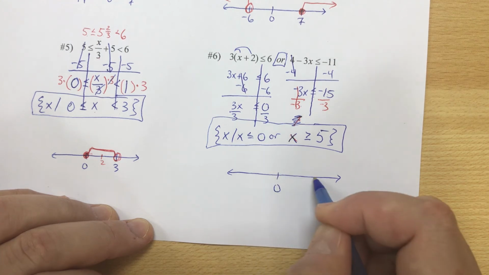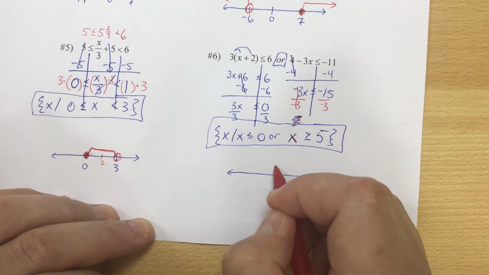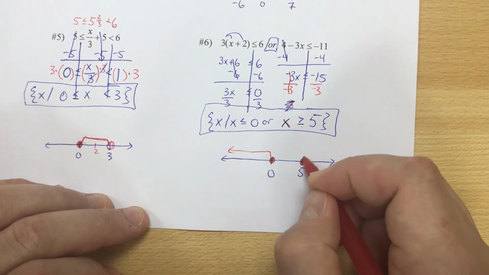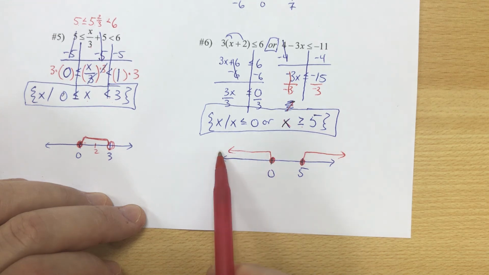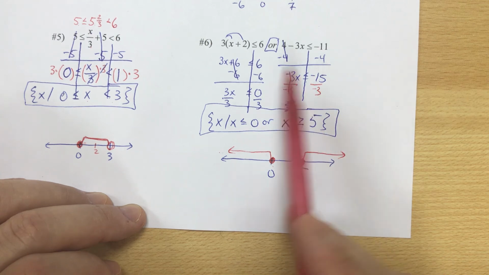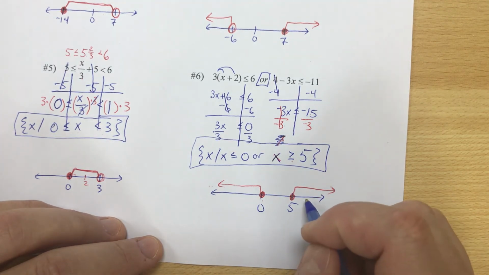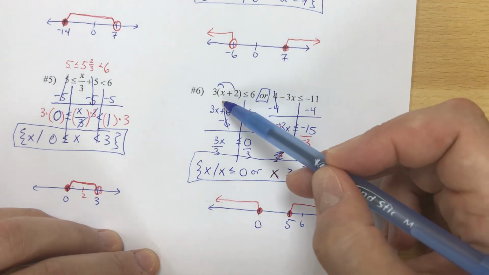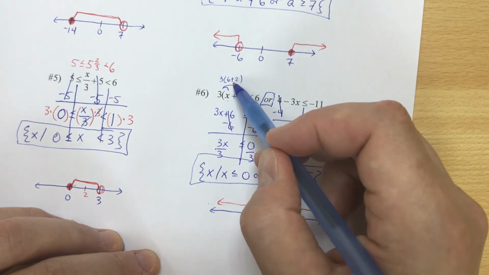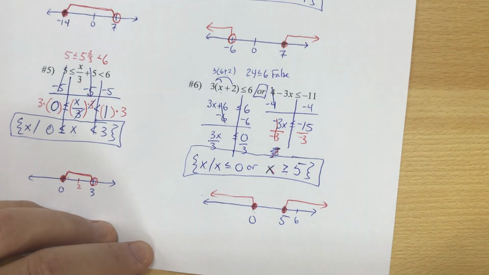So we have 0, we have 5, x is less than or equal to 0, that goes to the left. X is greater than or equal to 5, that goes to the right. So anything left of 0, including 0, anything right of 5, including 5, has to make this true. Last thing I'll do, I'll pick a value to check. Let's pick 6. So if I substitute a 6 here, I would have 3 times 6 plus 2. Now that's 8. 3 times 8 is 24. 24 is less than or equal to 6? No, it's not. That's false.